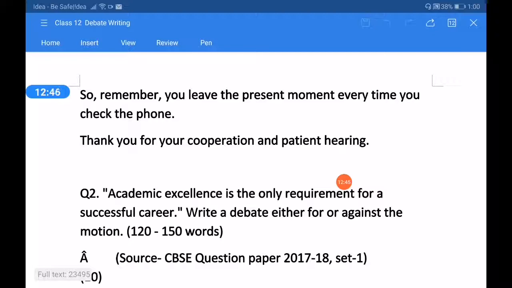So, dear students, in this way you can attempt the question of debate writing, and I am sure you will be able to gain maximum marks in the board examination as well as in the home examinations if you practice well. Thank you, students.